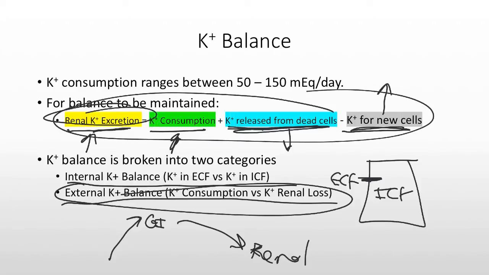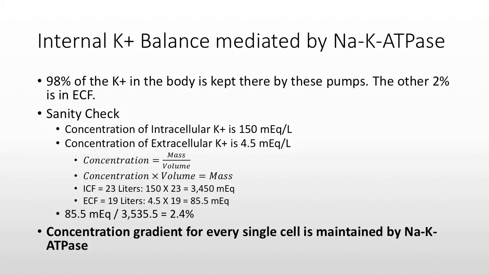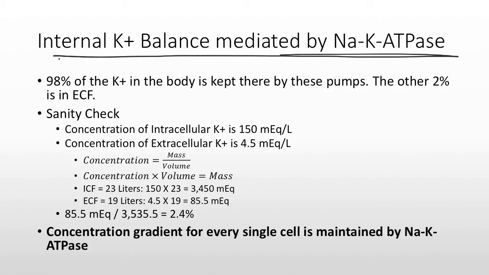The internal balance would say if I had some problem maintaining this membrane shift right here, this transmembrane potassium shift, then I could either get hypo or hyperkalemia. I'm going to wrap up with this slide for the physiology of potassium homeostasis. So the internal potassium balance is mediated by primarily one transporter, the sodium potassium ATPase transporter. So 98% of your whole body potassium is kept inside your cells by these pumps. The other 2% is in the extracellular fluid.